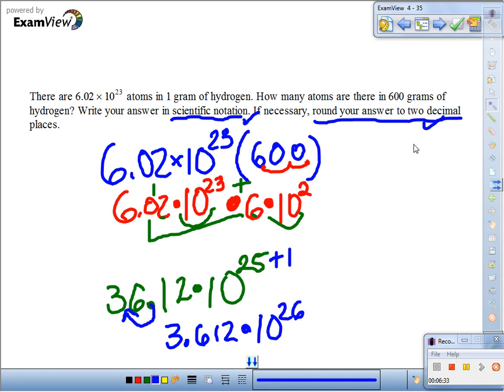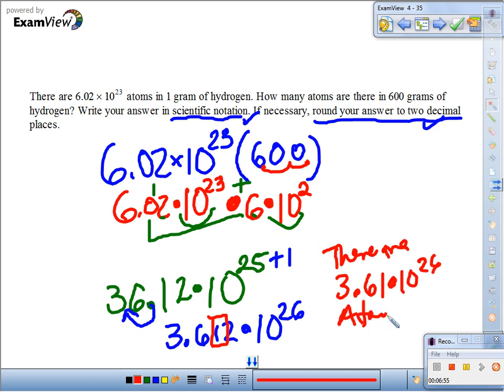However, we need to round to the second decimal place. What is the second decimal place? The 1. Does that stay a 1 or does it go to a 2? It stays a 1. So this becomes, there are 3.61 times 10 to the 26 atoms in 600 grams of hydrogen. Hydrogen is H, right? H. Check your answer. Did you get that?